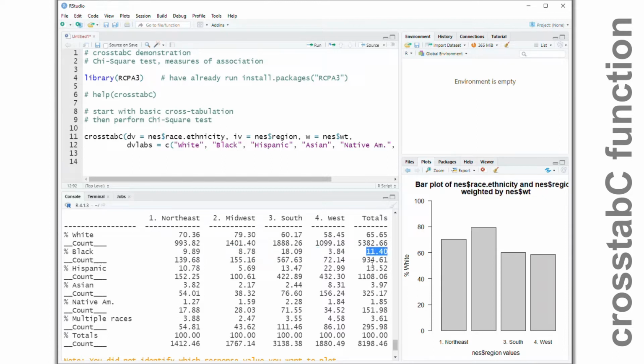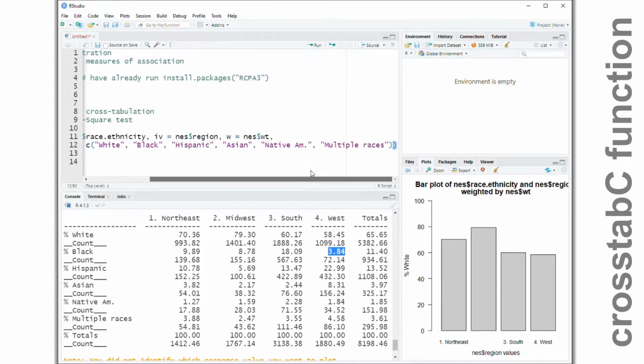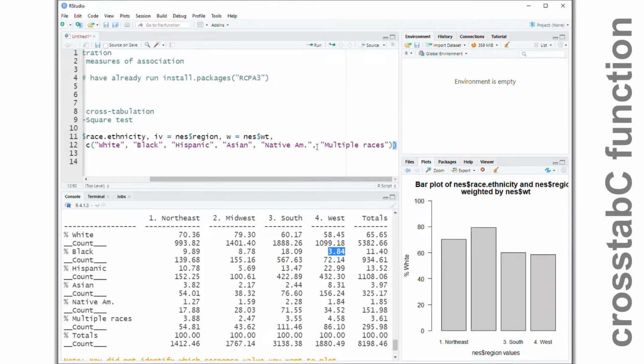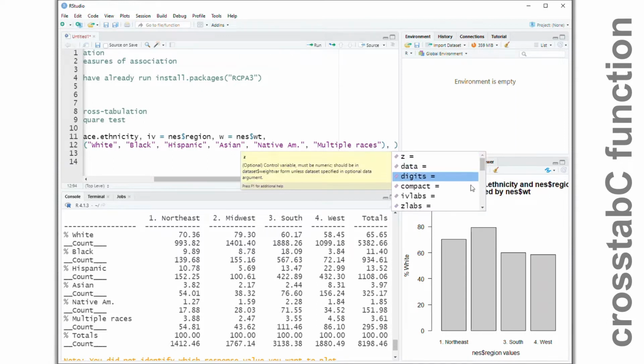In reality, each region may really be 11.4%, but we get some random deviation from that because of random sampling. And so the differences we observe possibly are the product of randomness and not a real relationship between region and race and ethnicity of the respondents. So this is our occasion to use the chi-squared test.